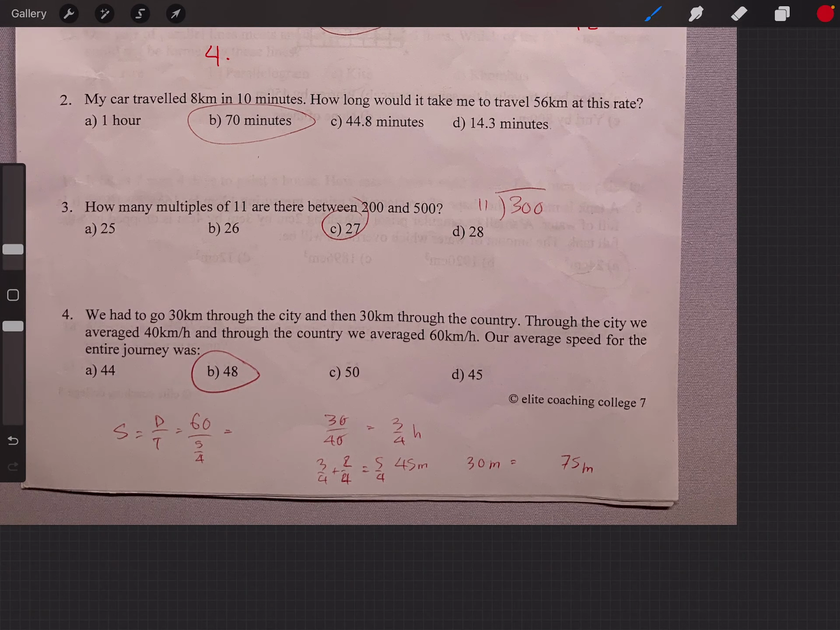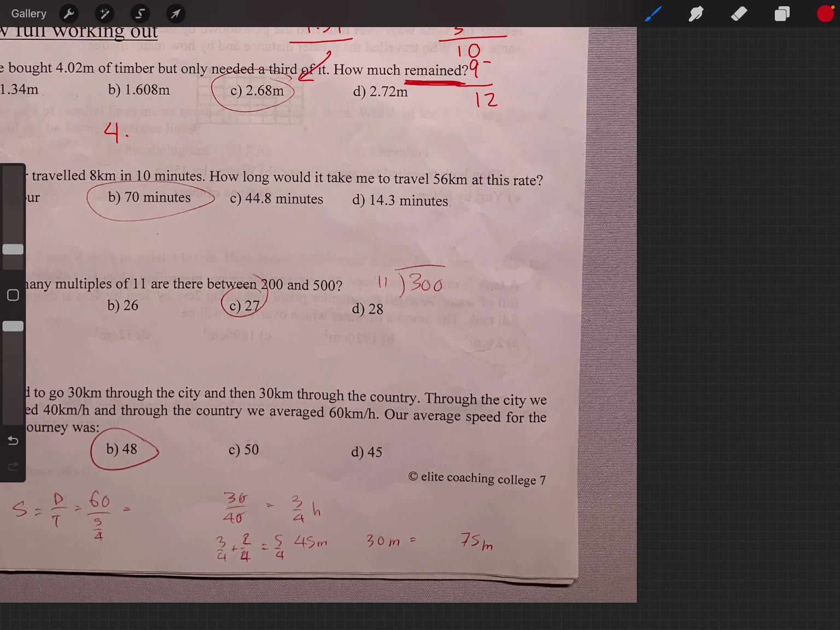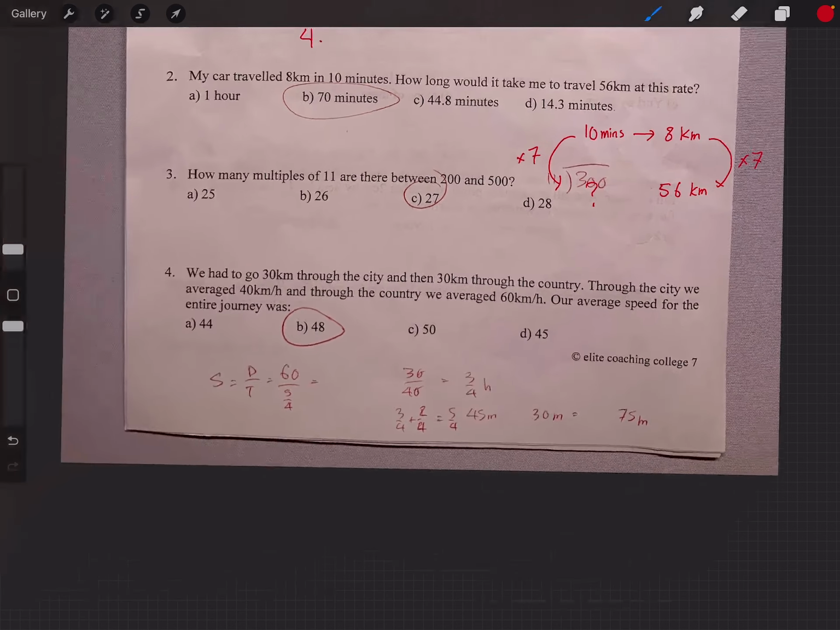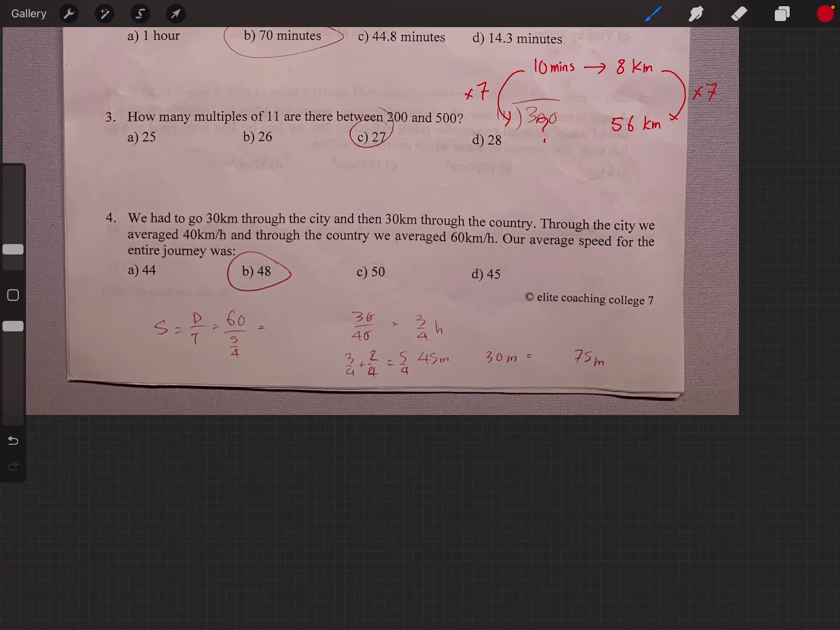Question 2. My car travels 8 kilometers in 10 minutes. How long would it take to travel 56 kilometers? So that's just a simple calculation here. In 10 minutes, you're going to travel 8 kilometers. Now, if you travel 56 kilometers, how many minutes did you travel? So from 8 to 56, we times it by 7, which means we time this one by 7 and you get 70 minutes. There.